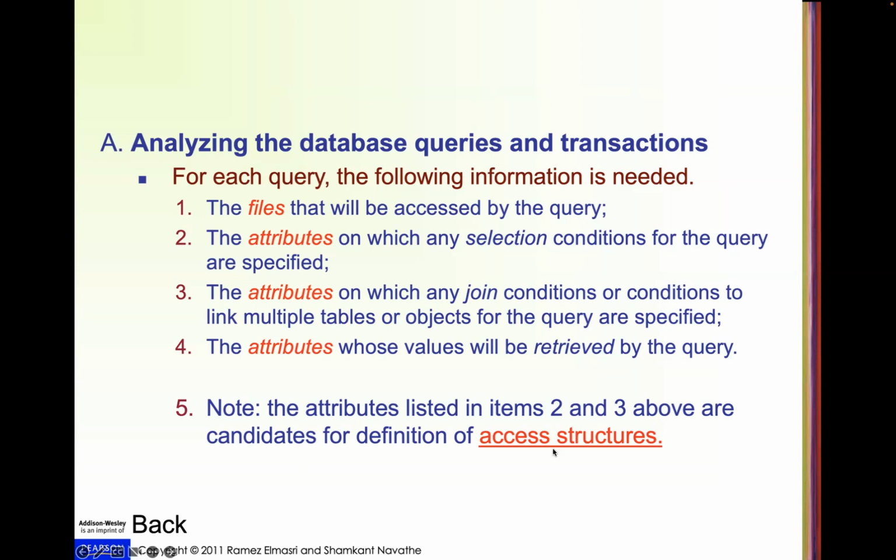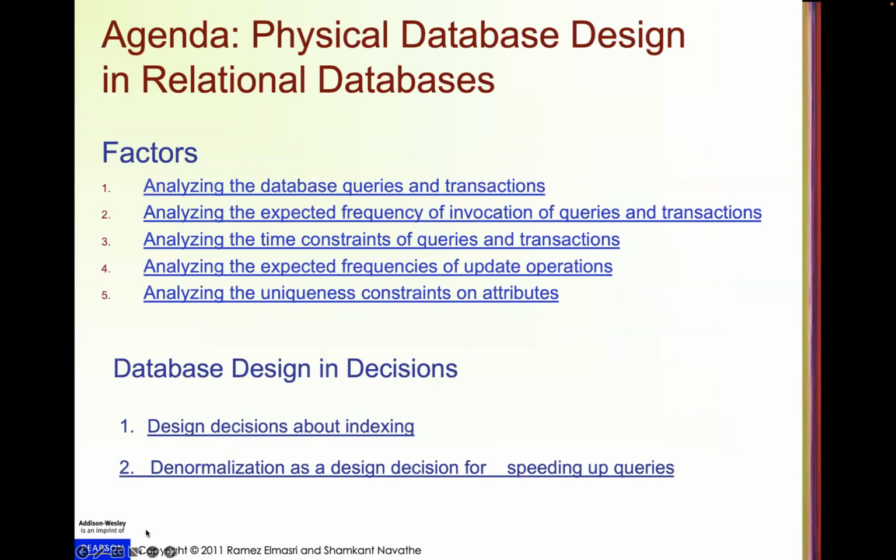Now I will quickly revise what an access structure is. Access path, it is like an index, right? Access path is an index. So it helps us to make an index. It is trying to become an access structure, the way we are going to access the data from more than one table at a time. So this was all about analyzing the database queries and the transactions. This is the first factor that the database has to analyze in order to make the physical database design.